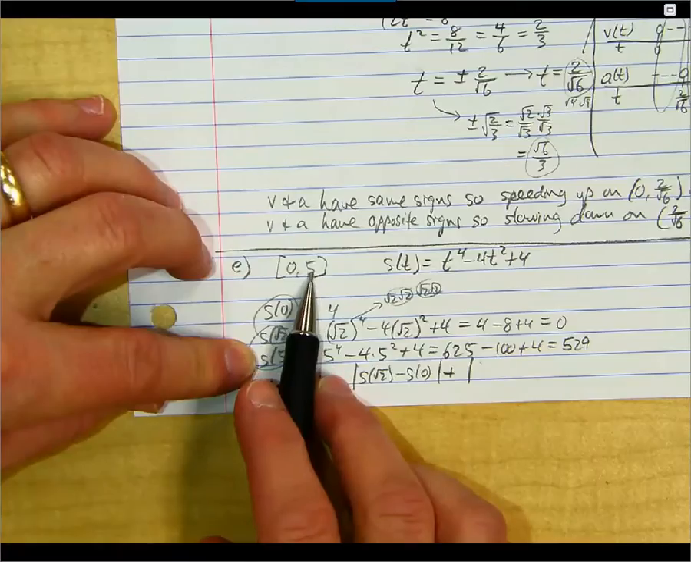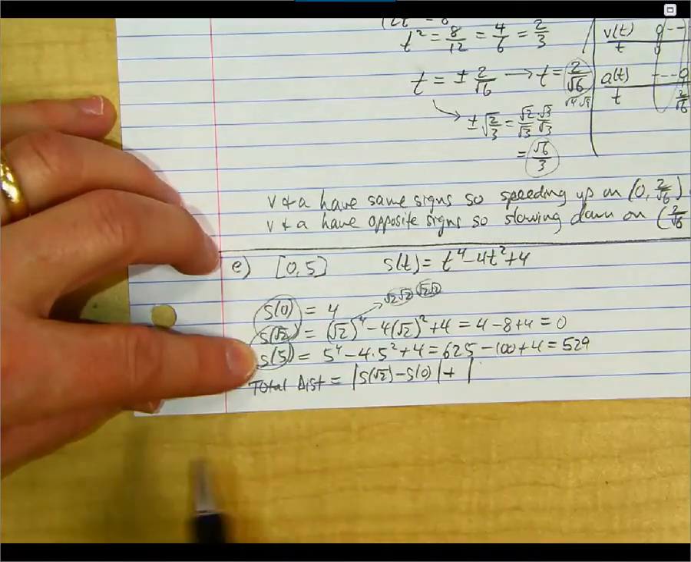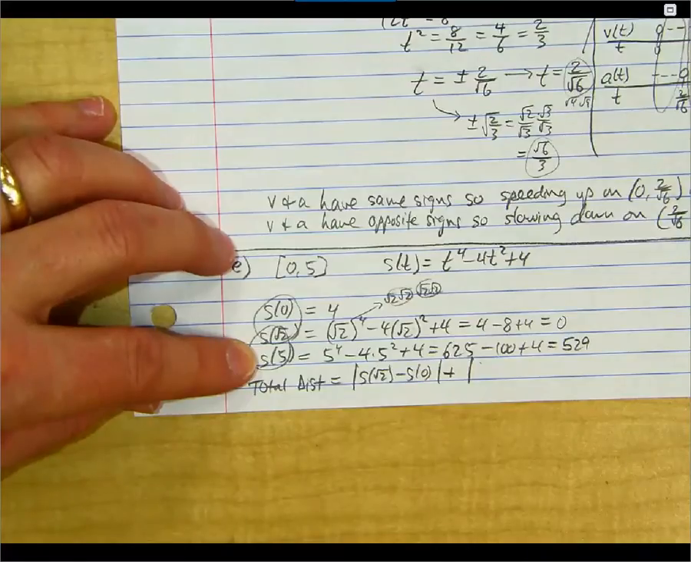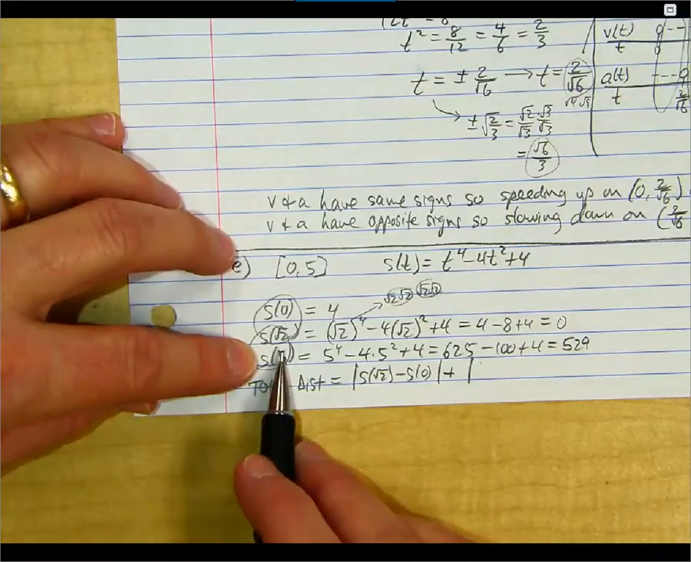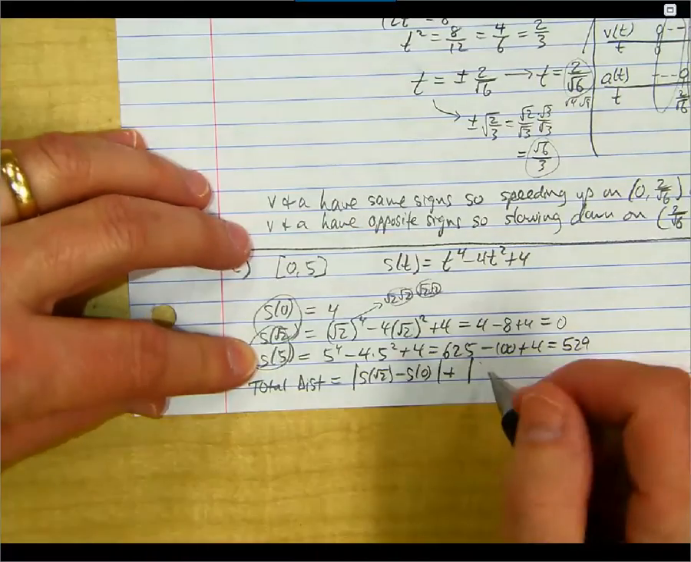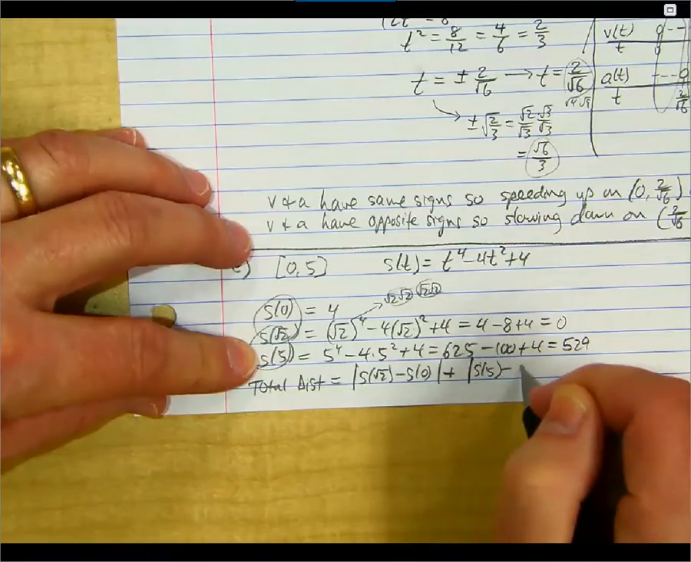Now, it's not necessarily at rest at 5. That's not what I'm saying. But I'm saying they told us to stop keeping track of the distance. As in like the runner crossed the finish line and kept on running. We stopped measuring how far he ran at 5. Okay, so we're going to go s of 5 minus s of rad 2.